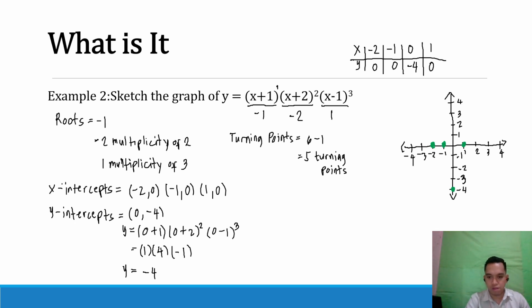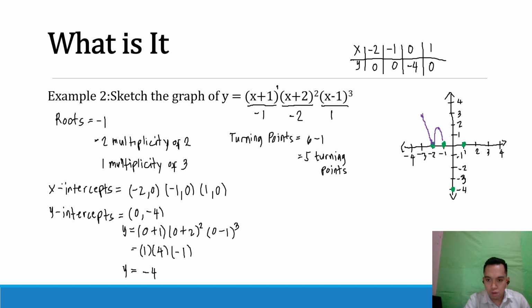Gumamit tayo ng color violet. Okay, sa pag-connect ng mga points. So, since it rises to the right, dito tayo sa taas mag-uumpisa. Tapos, since yung ating negative 2, ang multiplicity niya ay 2, kaya hindi siya lalagpas dito sa ating x-axis. Instead, magta-touch lang siya dyan, tapos magba-bounce back. Then, magliliko ulit.